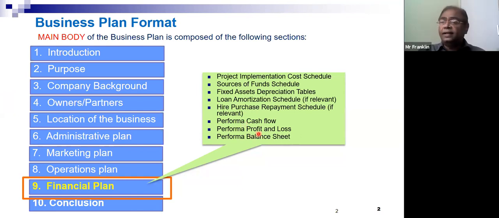And then you have the profit and loss, P&L, the profit and loss statement. And then you have the balance sheet. Now, the profit and loss is also called the income statement, right? And then you have the balance sheet. Now, these three, I told you earlier, are very important. These three different statements are very important.